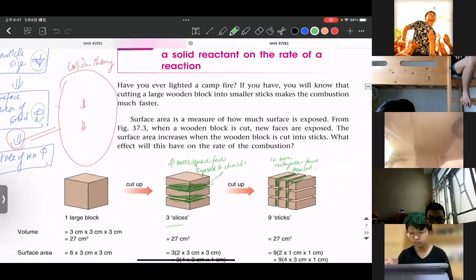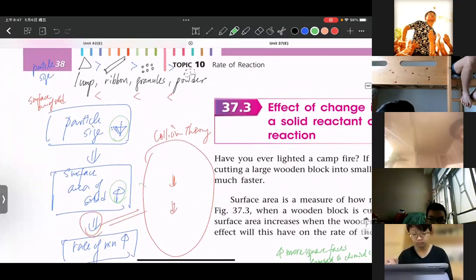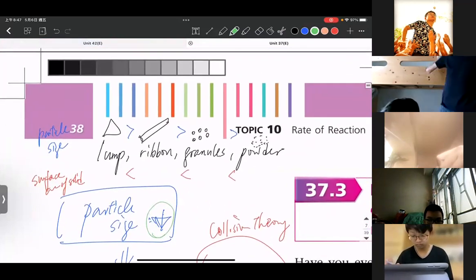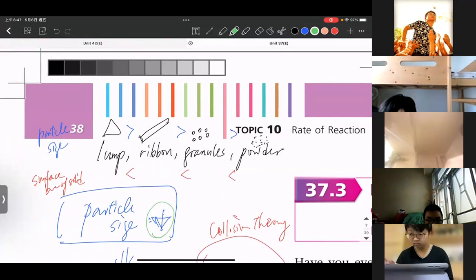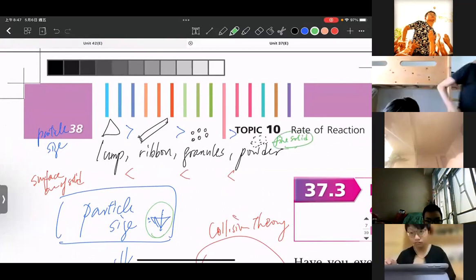Okay, so remember, whenever you see the term particle size or surface area, be aware of these 2 terms. And they will tell it very indirectly, by not just directly telling you surface area or particle size. They will show this type of statement: lump, ribbon, granules, powder. Okay, or maybe fine solid. Now, if you say fine solid, it usually refers to powder as well.